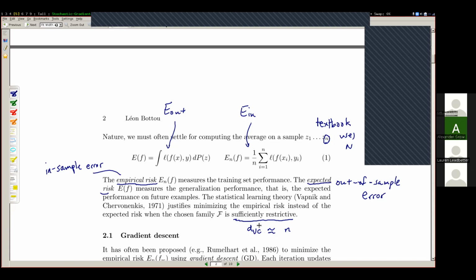Any questions about any of that stuff notationally? The difference between the notations of the paper and the book?